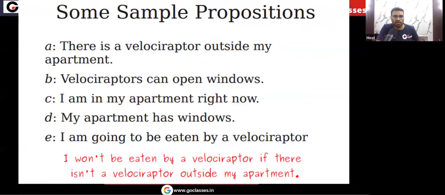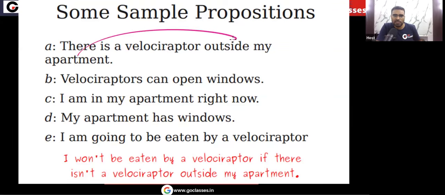Okay, now let's solve this question on your screen. This question is taken from Stanford University. You can see this question is based on the Jurassic Park universe. Have you seen Jurassic Park? Velociraptors in Jurassic Park, dinosaurs. Okay, so let's solve it.